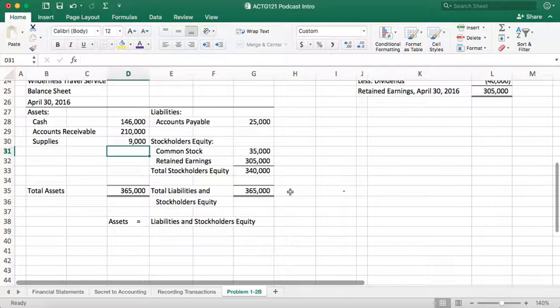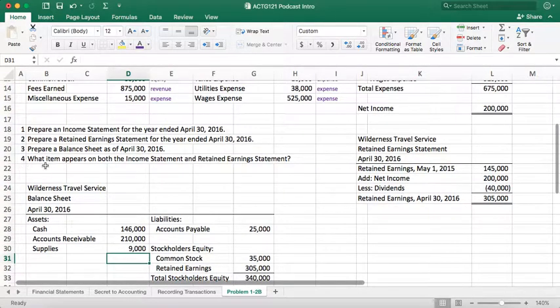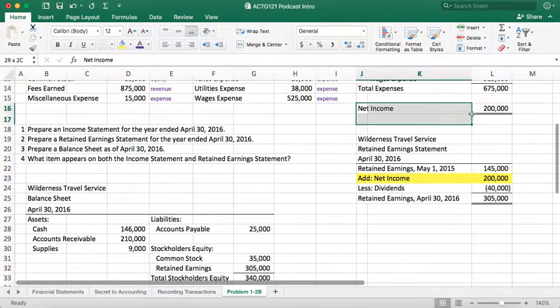So these are the three statements that we were asked. The last question is, what item appears on both the income statement and the retained earnings statement? That's an easy one, right? It's net income. It appears on both statements.